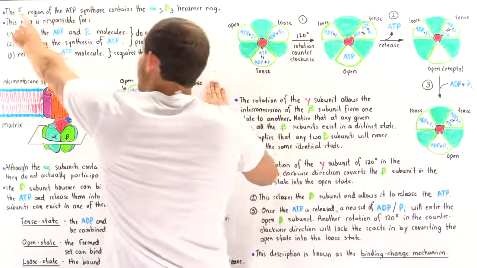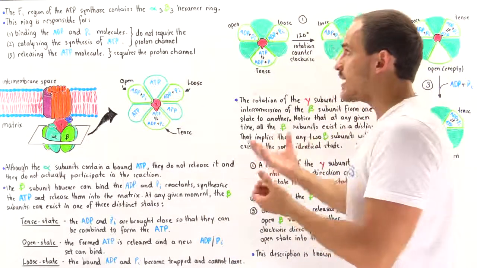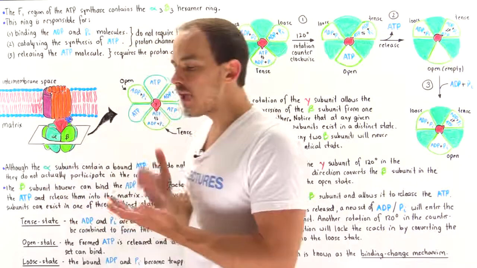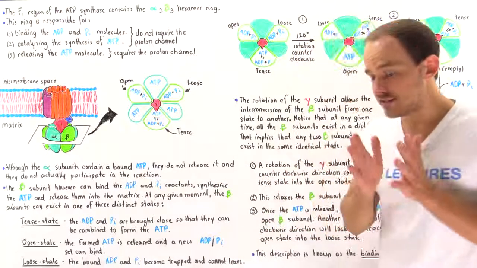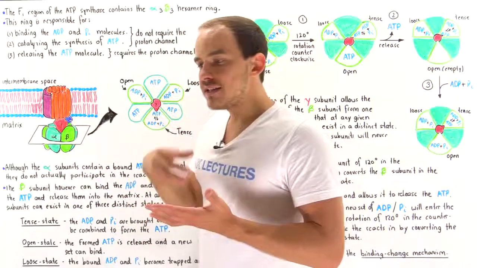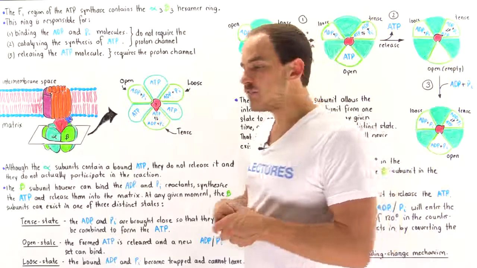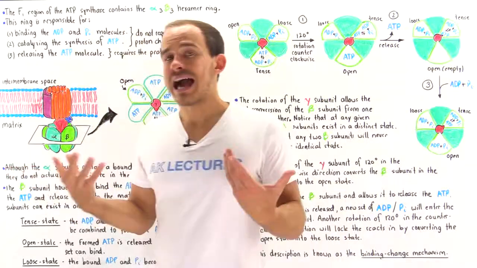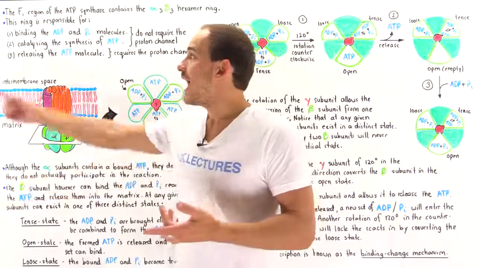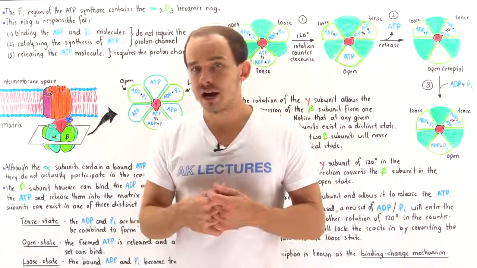So the F1 region of ATP synthase contains that hexamer ring, the alpha-3 beta-3 structure that catalyzes the formation of ATP molecules, and it does this in 3 different steps. In step 1, it binds the reactants, the ADP molecules and the inorganic orthophosphate molecules. In step 2, it catalyzes their combination to form the product molecule, the ATP. And in step number 3, the ATP is released into the matrix of the mitochondria.